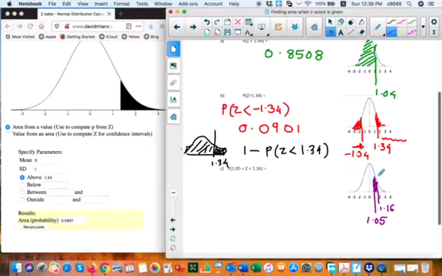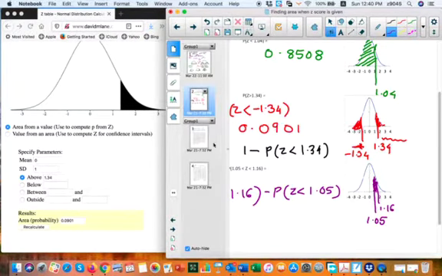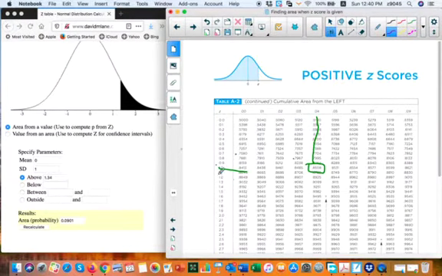To find this area, the method for calculating it is we find the probability for all z which is smaller than 1.16. So I'm going to calculate this whole region first, minus I'm going to remove the probability for 1.05, from the calculator and from the table. Both ways, alternatively, we can calculate the probability. Now for 1.16, going to the positive page, 1.16.